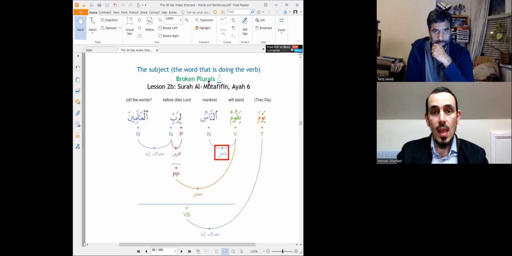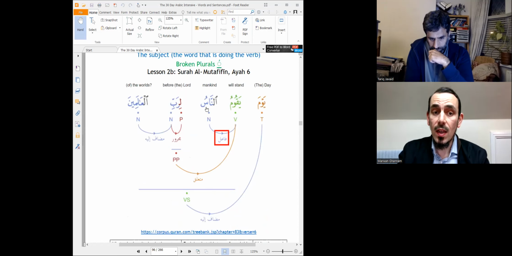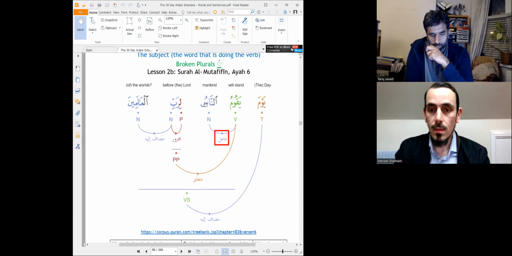But if we didn't have it labeled, because in the Quran it would be like this, there wouldn't be any labels at the bottom. The way that you would know that nas is the subject is because it's singular, it's a broken plural, and it's got a dhamma at the end. Does that make sense? Yeah.